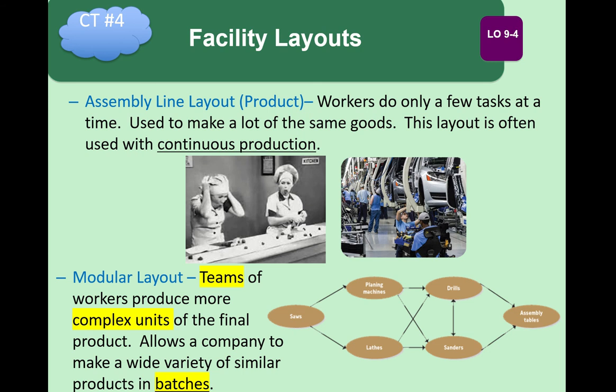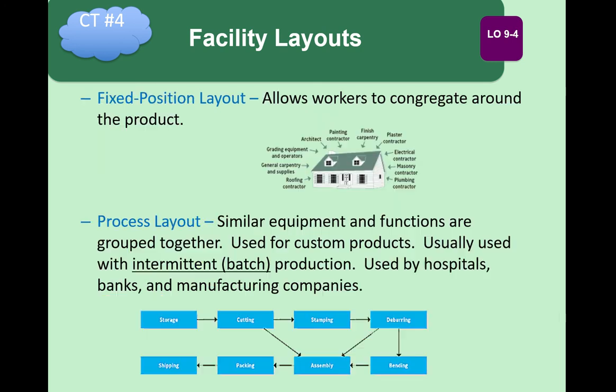You might have teams of specialized workers working on a product in one area, and then the product shifts into each of the different areas of your layout. You're usually creating things in small batches in a modular layout, versus an assembly line layout that lends itself more towards continuous production. Then in fixed position layout, you might be building something really large, like a building, and the workers have to come to that building in order to work on it because it's not easy to move once it's built.